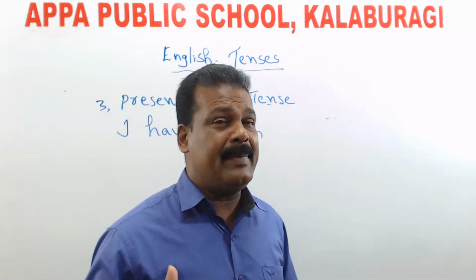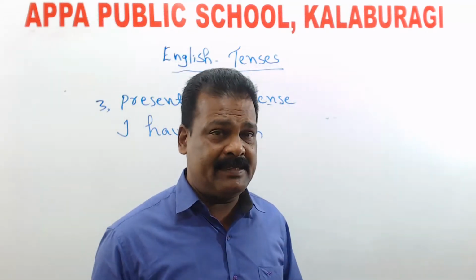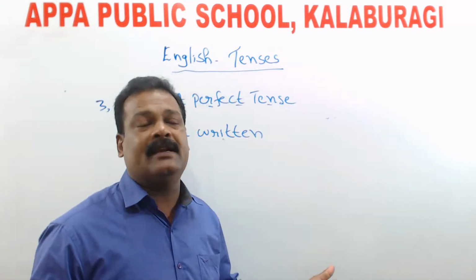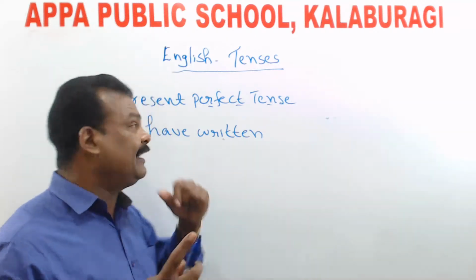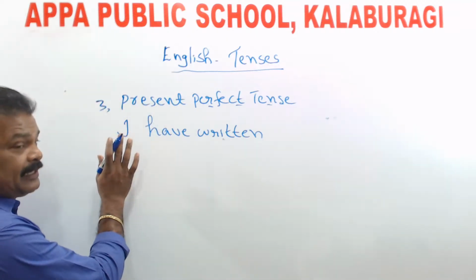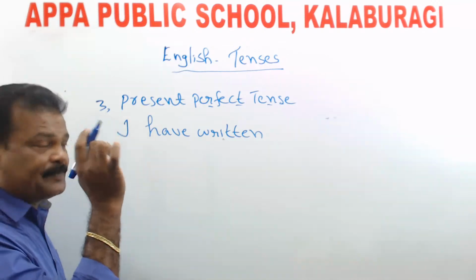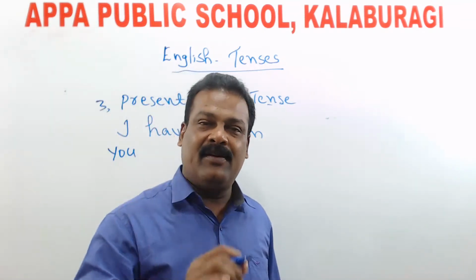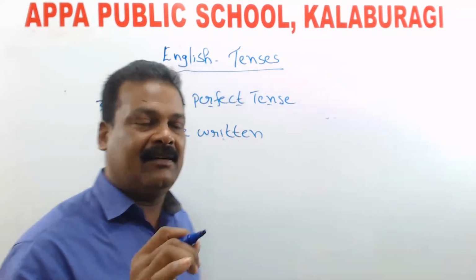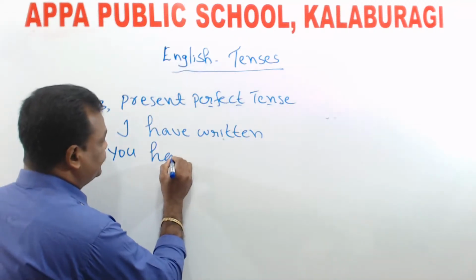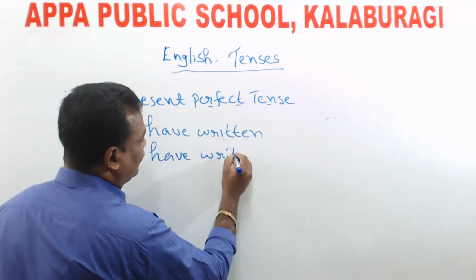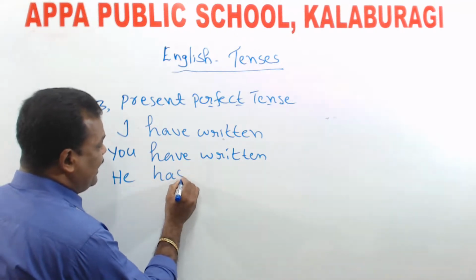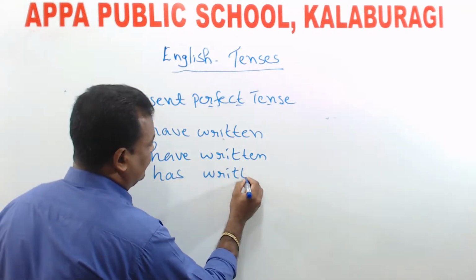So grammar, timing and action of when it takes place, that is very important. So once you understood this clearly, you can. So now see, I have written. Always you should remember that I is always first person. Then I, you, he, or I, you, she, I, you, it, all like that. You have written. He has, when it comes, he has written.